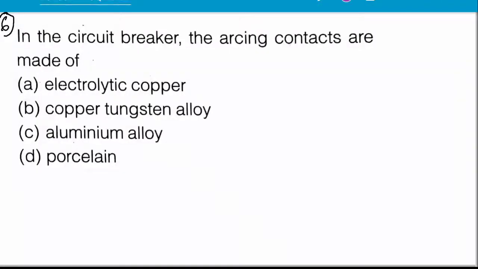Next question, in the circuit breaker the arcing contacts are made up of copper tungsten alloy. This is copper tungsten alloy.